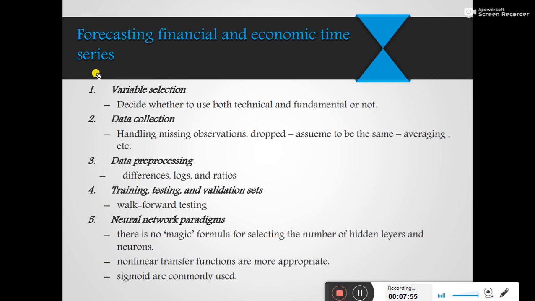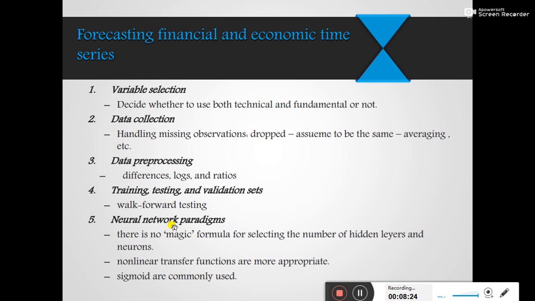So basically these are the steps: variable selection, deciding whether to use both technical and fundamental or not, and then you need to collect the data, handling missing observations like dropped, assumed to be the same, averaging, etc. Data pre-processing: differences, logs and ratios, or normalizations like that. Training, testing and validation sets using walk forward testing.